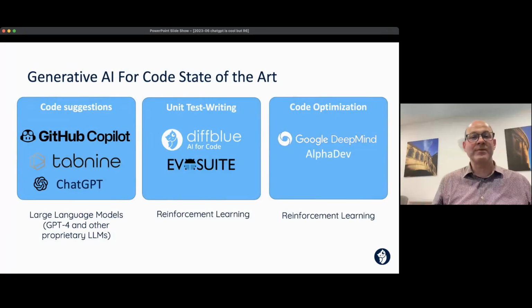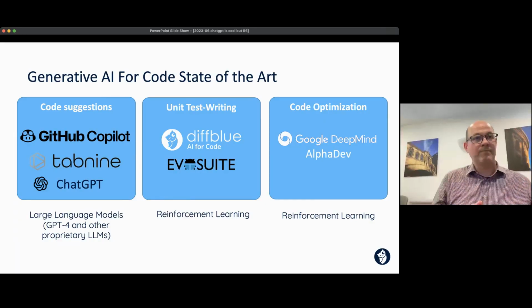So if we think about the state of the art in generative AI for code, then we can think about code suggestion technology, unit test writing, and code optimization as really the three main groups of products and projects that exist in the industry right now. So in terms of the overall landscape, code suggestion technology, probably the most famous is GitHub Copilot.